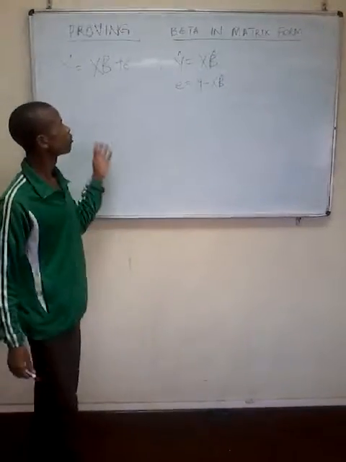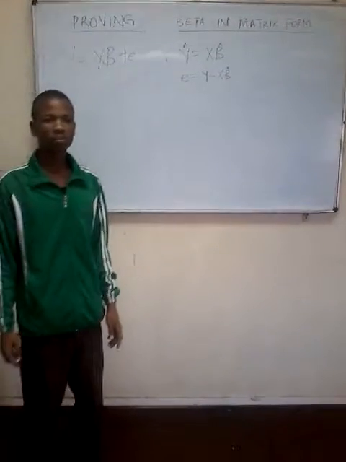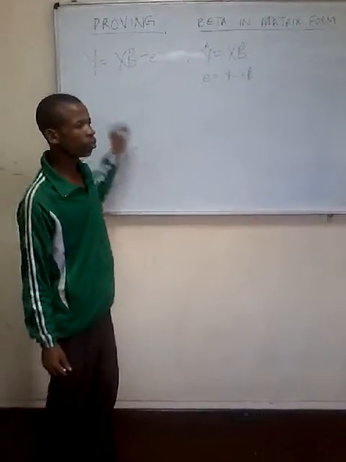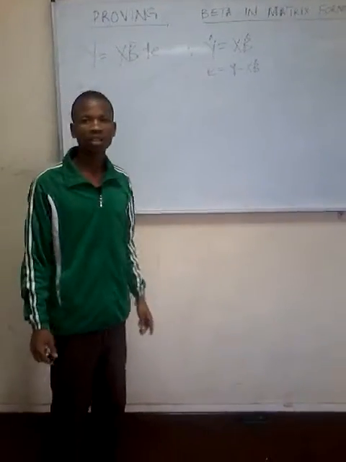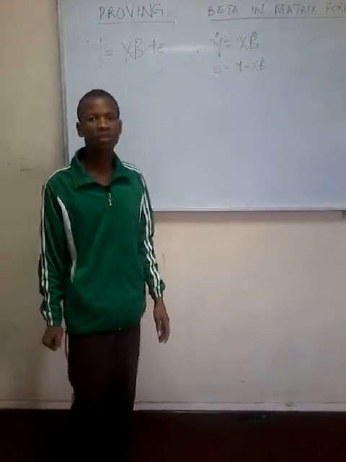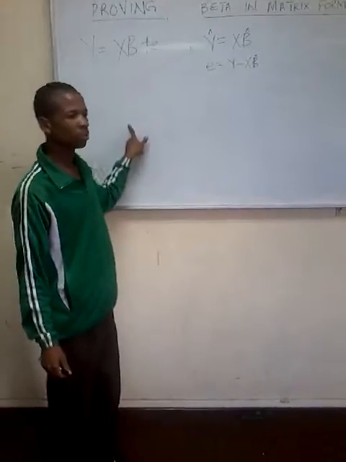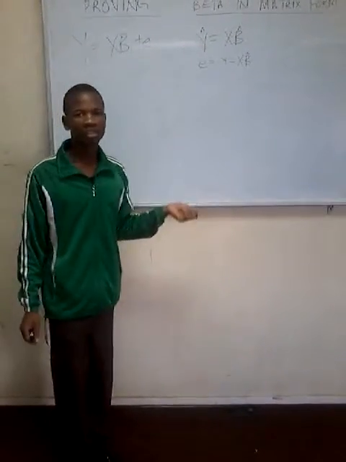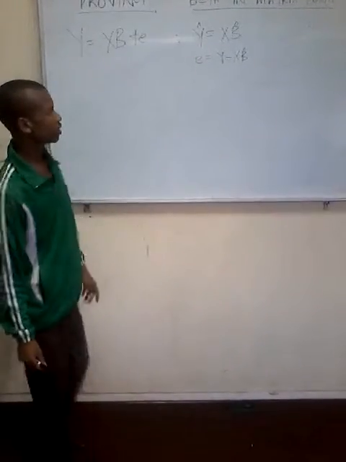I'm going to prove beta in matrix form. Then here is the model given in matrix form. Y is a vector of dependent variables, X is a matrix of independent variables, and beta is a vector of parameters, e is a vector of residuals.